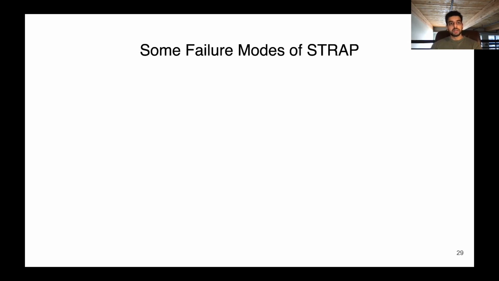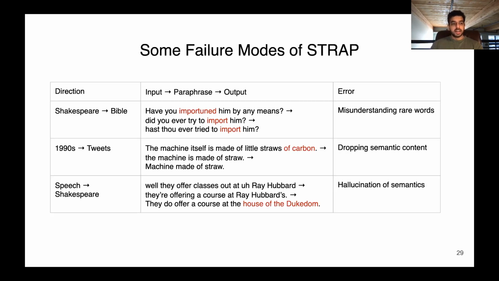So just wanted to wrap up, I probably said that before, but for real this time, on some cases where our model fails. One error case is that it misunderstands rare words that are style specific. When you translate, for example, from Shakespeare to the Bible, our input sentence is "have you importuned him by any means?" I think importune means something like harass. But our diverse paraphraser translates this into "import," and then our output also uses that same definition. So it's kind of warped the meaning here because it didn't understand what this word meant.